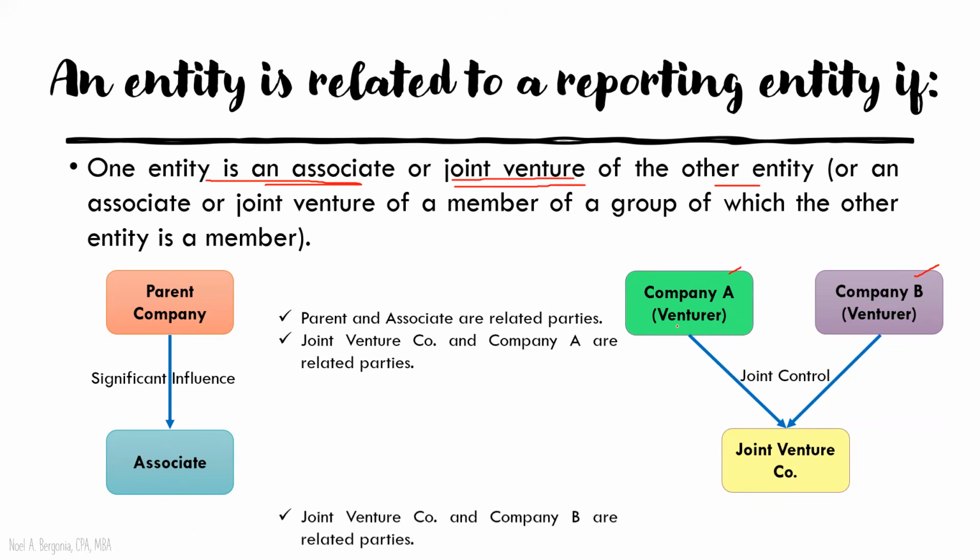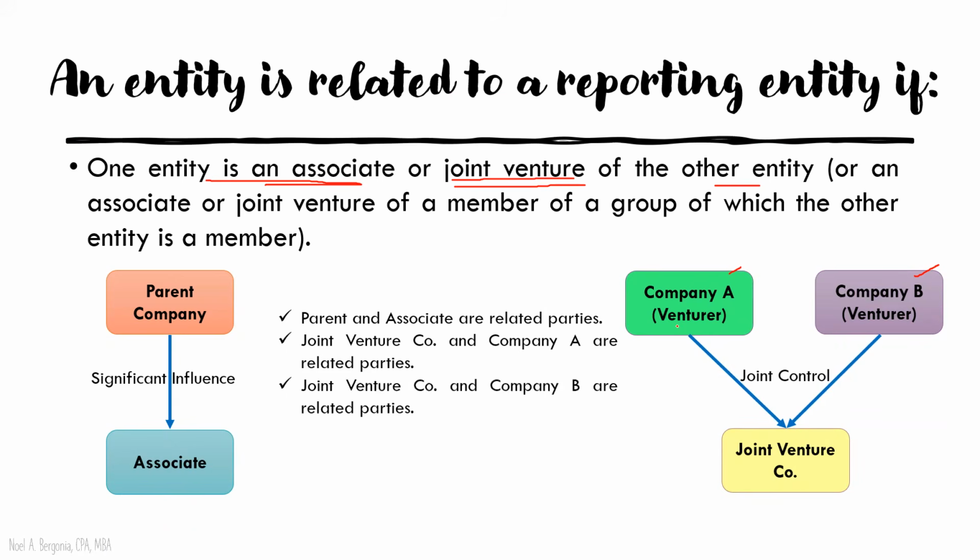Okay? Also, joint venture company and company B are related parties. However, later po in the exclusions, sasabihin po doon that company A and company B are not related parties. Okay, why? Kasi nakalagay siya sa exclusion. Mamaya po we will be discussing as well ano yung mga exclusions na relationship ng entity with the reporting entity that would cause them not to become a related party.